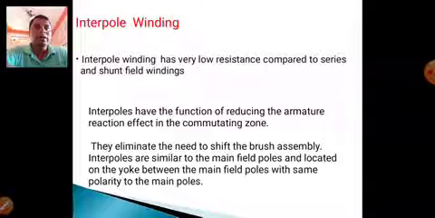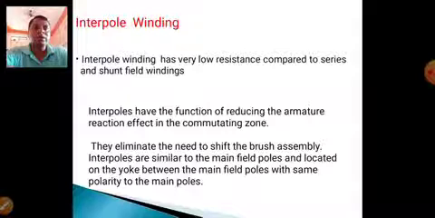Right? Interpole winding. Interpole winding is used to reduce the armature reaction effect. The concept is that we already have a north pole and a south pole. In between, there is a small pole, called an interpole, which has very low resistance compared to series and shunt field windings. Interpoles reduce the armature reaction effect and help commutation. They eliminate the need to shift the brush assembly.